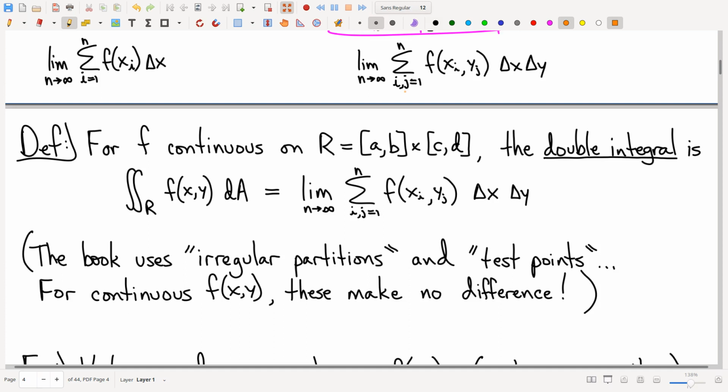Yeah, go ahead. Does this definition only work for rectangles too? Yes, this is only for rectangles. Yeah, we'll talk next time about what to do if it's not a rectangle.